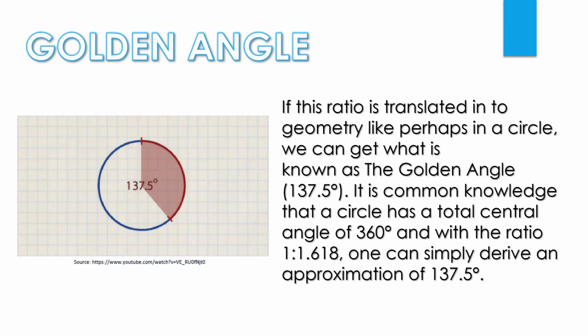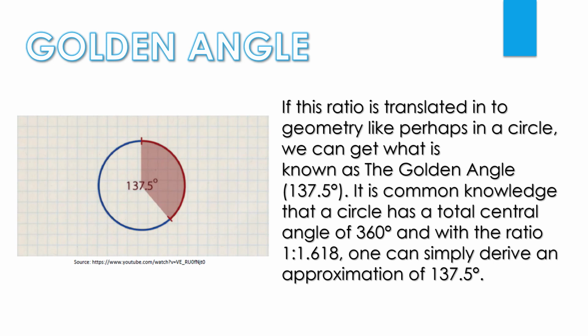Okay, next is the golden angle. If the ratio is translated into geometry, like perhaps in a circle, we can get what is known as the golden angle, or 137.5 degrees. Okay, it is common knowledge that a circle has a total central angle of 360 degrees, and with the ratio of 1 is to 1.618, one can simply derive an approximation of 137.5 degrees. So, we will not derive it anymore, so you don't get even more confused.